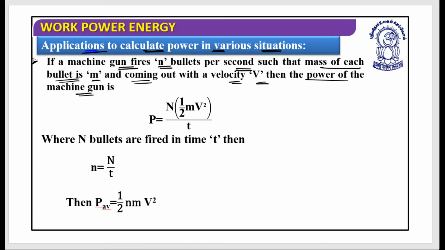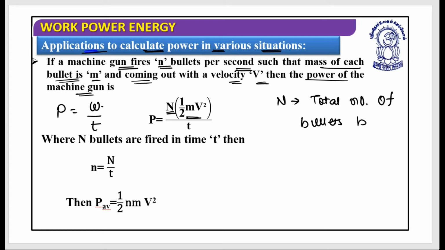Now you require the power. How should I do this? What I understand is power equals work done by time. If only one bullet is being fired, I should write it as half mv square. Here they are firing a total of n bullets. Here n is the total number of bullets being fired.